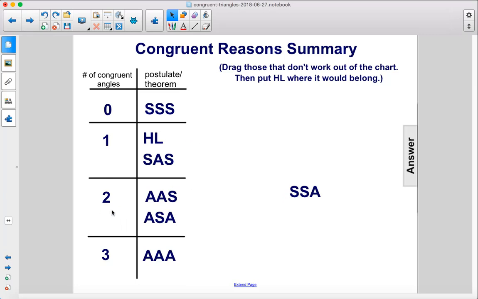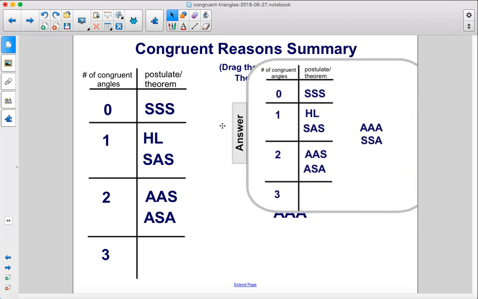Alright, for 2 congruent angles, we can do angle angle side or angle side angle. Both of those are good options. And for 3 congruent angles, this is not going to show that 2 triangles are congruent. It can show that they're similar, but if we have no side lengths at all, then we can't tell if they're congruent. We can just tell that they're similar. So this is our answer here.